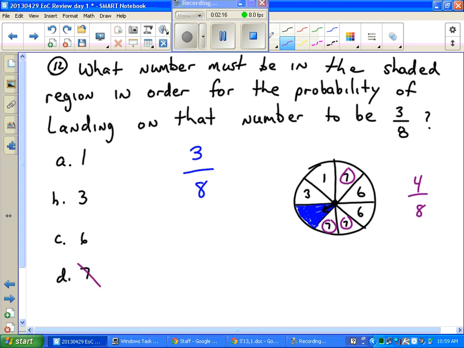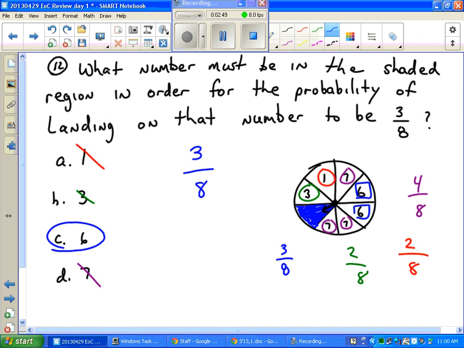4 out of 8. If the number was 1, notice there's only 1. So if the number under there was 1, it would be 2 out of 8. That simplifies to 1/4. That's still not 3 out of 8, so it's not 1. Same thing with 3. If you look at the number 3, if it was 3 and then 3 underneath that, it would be 2 out of 8. That'd be the same one. So the only one it can be, since you have the number 6, 6, 6, and there's one more 6, which will make it 3 out of a possible 8. So C is the correct answer for 12.